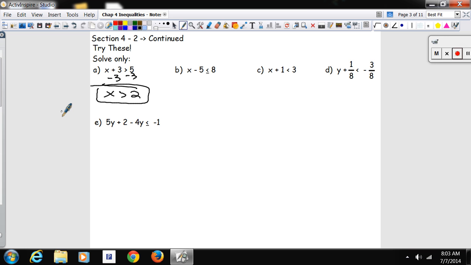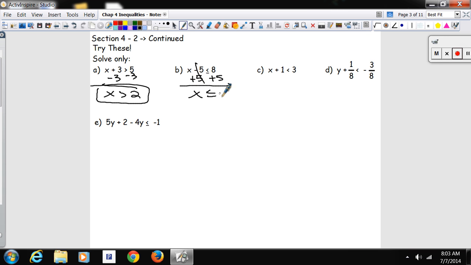That means all numbers greater than 2 would be a right answer. All numbers less than 2 would be a wrong answer. 2 is actually a wrong answer. 2 is not greater than 2. So that was A. For B, you're going to add 5 on both sides.